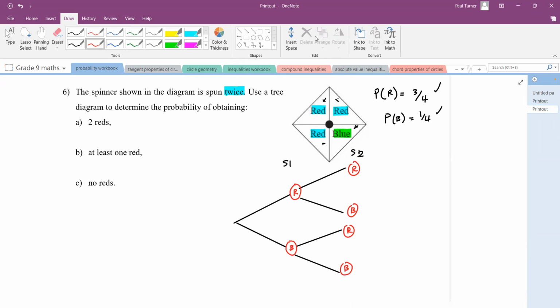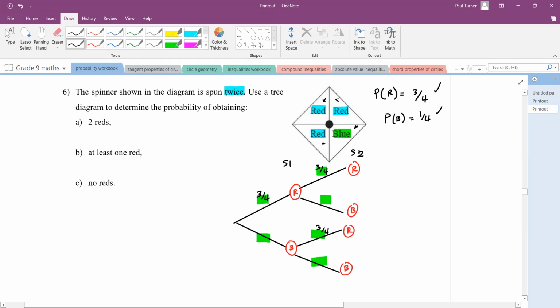And now we can label our probabilities. So let's put them on here in the green box. So our chance of getting a red on the spinner is 3/4. So we put 3/4 here. Wherever you see red, we'll write 3/4, like that. So red, 3/4, red, 3/4, red, 3/4. And for blue, we will put on 1/4. So blue is 1/4 here. Blue will be 1/4 and blue here will be 1/4.